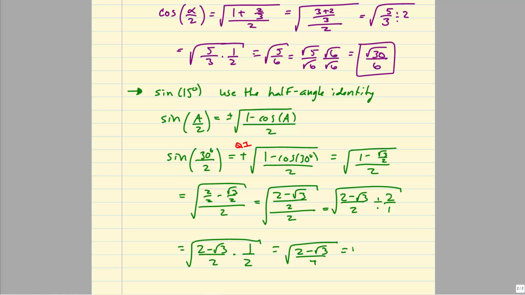And then I can separate this into two pieces. And the square root of 4 is 2. So I'm left with the square root of 2 minus root 3 all over 2. So this is our correct answer. Our decimal approximation, so this is exact. Our decimal approximation for this is 0.2588819.